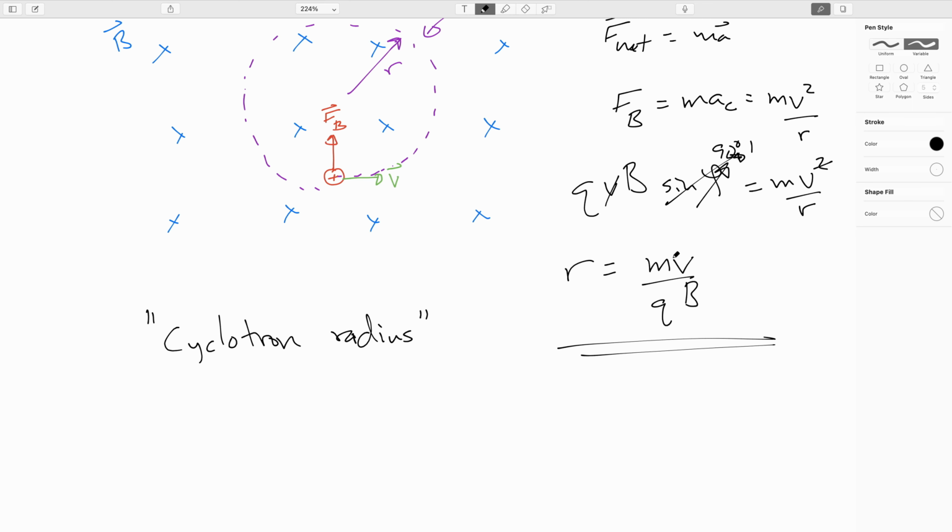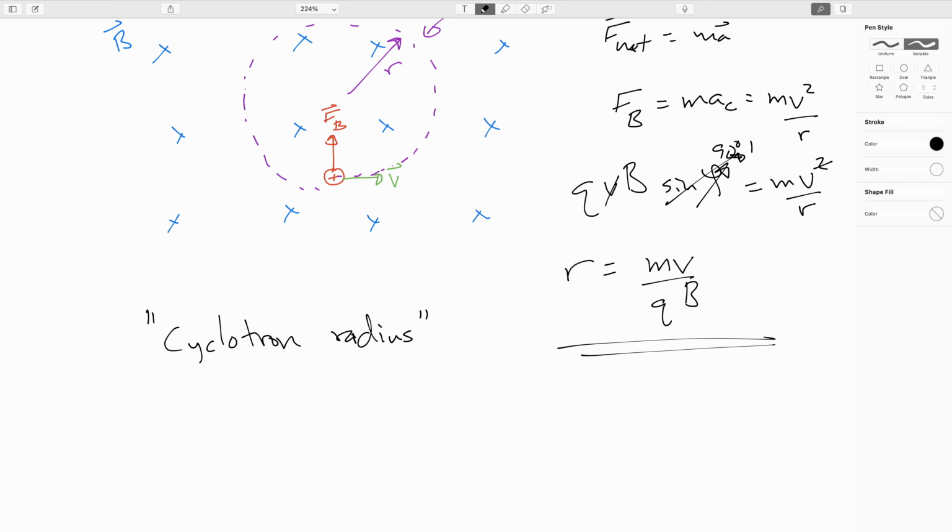Likewise, when we increased the accelerating voltage, that made the particle itself go faster, and since it's going faster, that required it go around in a bigger circle for the same centripetal force due to the magnetic force.